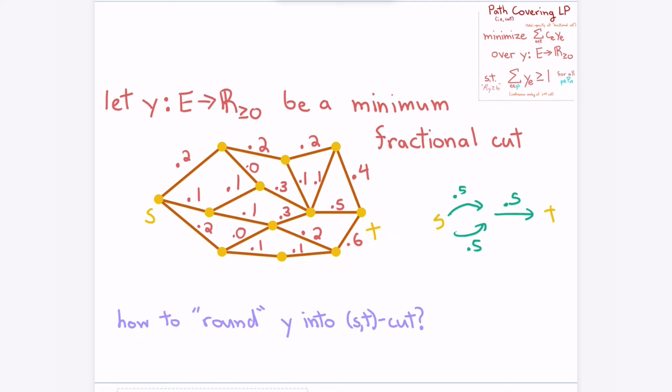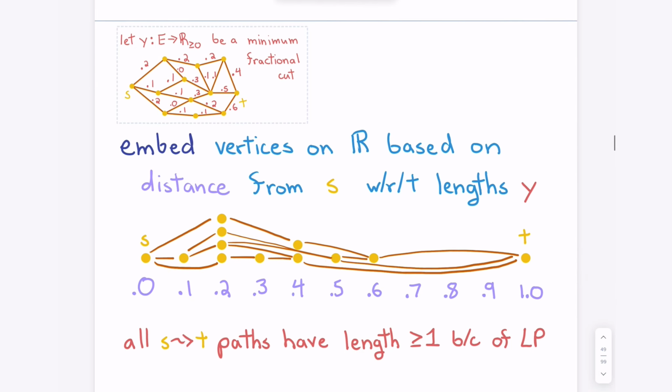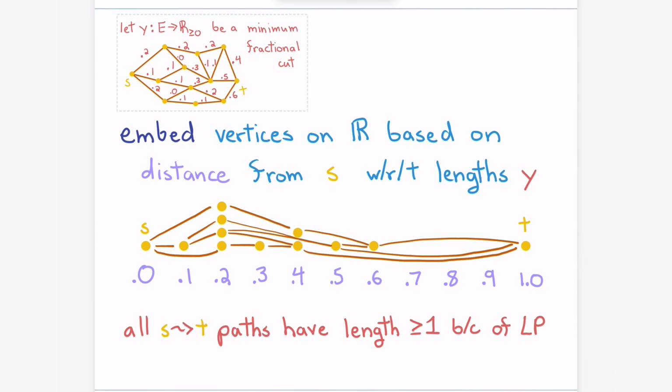Okay. Now what if I did this? What if I embedded all the vertices on the real line from S to T based on distance from S? That may or may not be an accurate picture of the example, but you get the idea. That'll be step one. I'm using our edge lengths from the LP, and I'm computing shortest S to T paths. Now what?